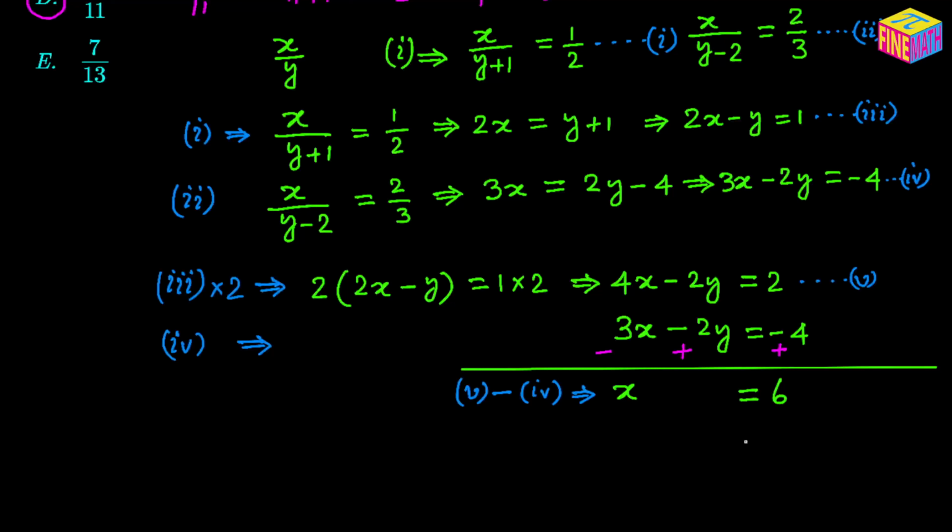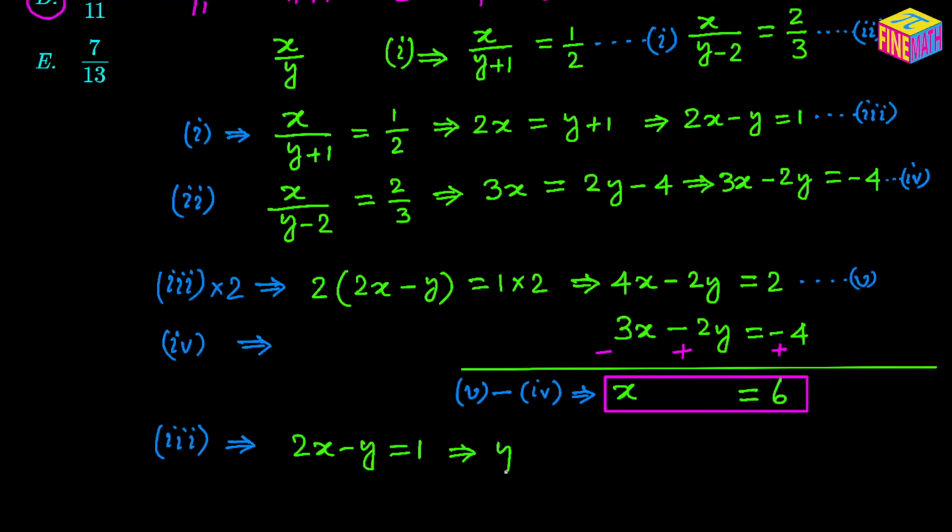And then let's substitute this value of x in equation number 3. In equation number 3, we have 2 times x minus y equals 1. And from here, y would be equal to 2 times x minus 1, and that will be equal to 2 times 6 minus 1, and that is actually 12 minus 1, and that is equal to 11. So our original fraction, x over y, is looking like 6 over 11. So then we can say our original fraction is actually 6 over 11.